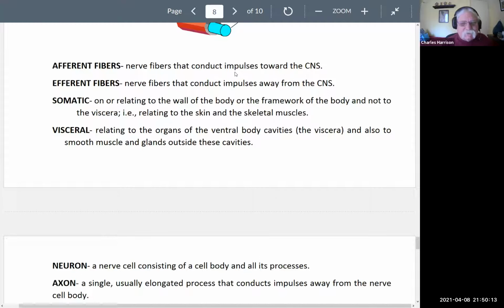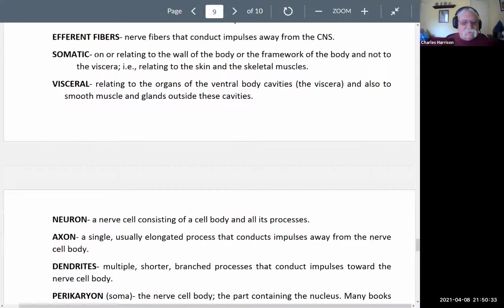Afferent fibers conduct towards the central nervous system. I know we just did it, but I think it helps to repeat it right now. Efferent fibers conduct impulses away from the central nervous system. Somatic refers to the body, the organs, anything related to the skin and to the muscles. The skin and muscles. Okay. I may have misled you here. Visceral, of course, is to the visceral organs, also just known as the viscera. So that would be the internal organs that you could take out during a dissection.